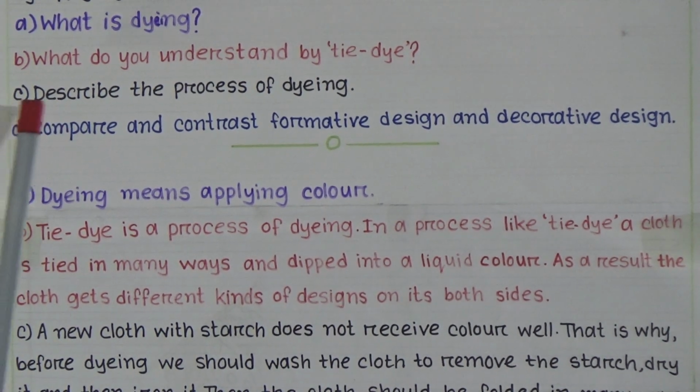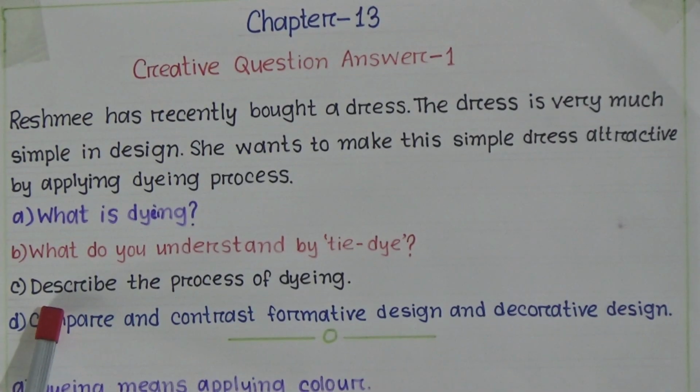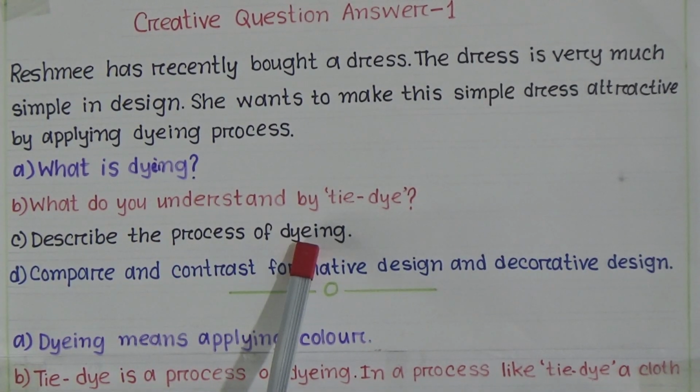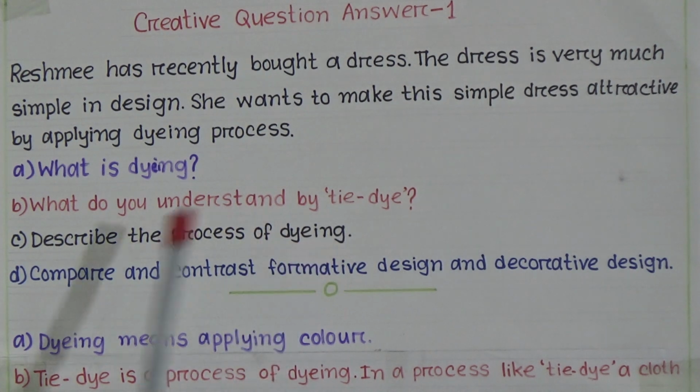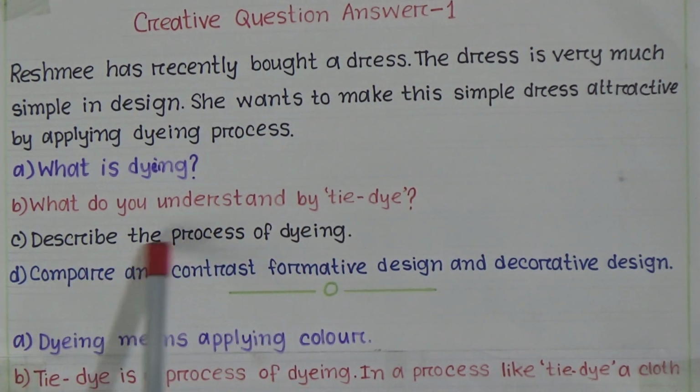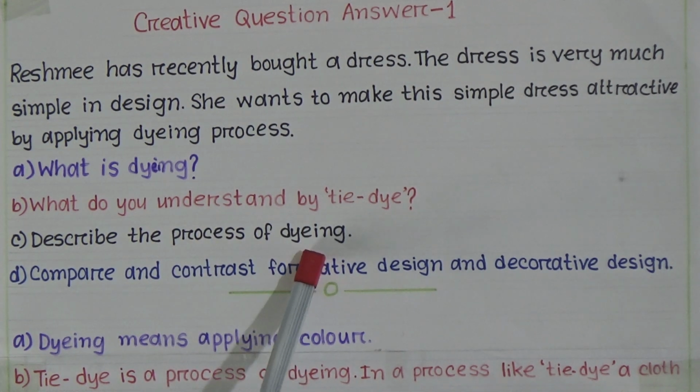Now come to question number C. The question is, describe the process of dyeing. You have to describe the process. How can we make dye?